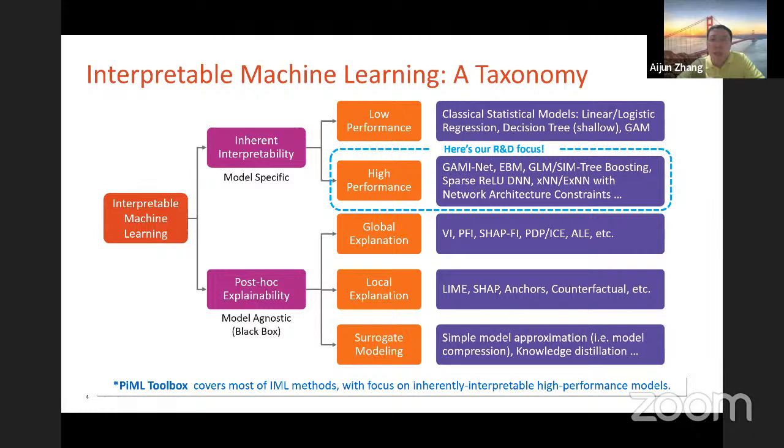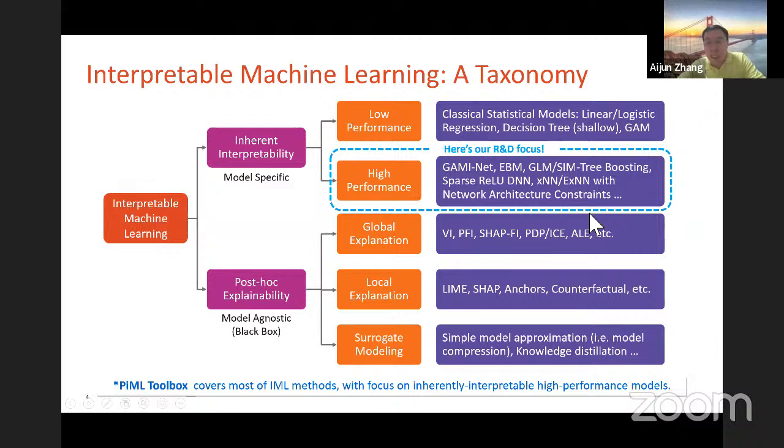The other category is the high performance one. As I have outlined here, this is actually our R&D focus. We have developed quite a few methods like GAMI-Net. This EBM is from Microsoft Research, which is also a very good model. And GRM, with boosting, and SIM boosting, SIM tree boosting. It also turns out our research results find that a ReLU DNN is also locally interpretable. And when we do a specification of the ReLU DNN, it can be even more interpretable. And other models, like xNN and enhanced xNN, explainable neural networks, have network architecture constraints. These constraints are imposed on purpose in order to enhance the model interpretability. We will come to that point later, okay?